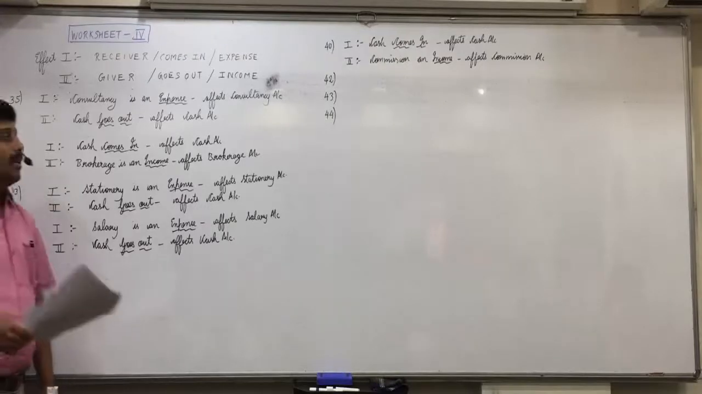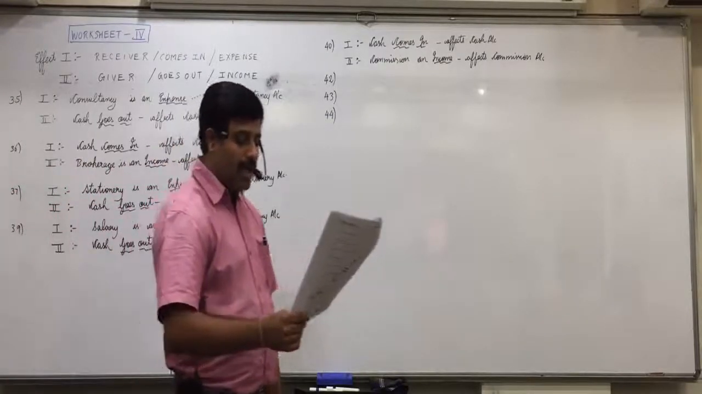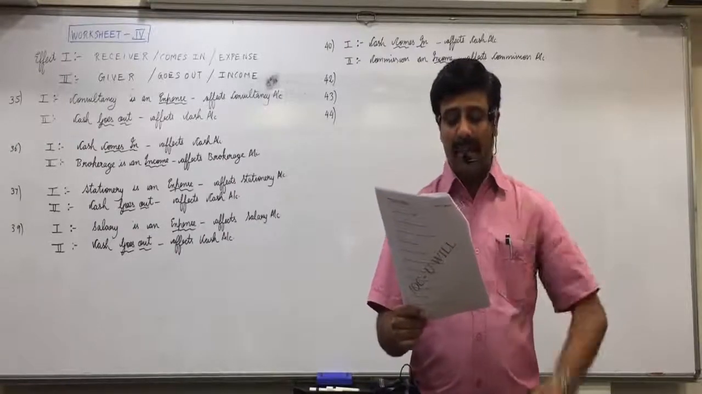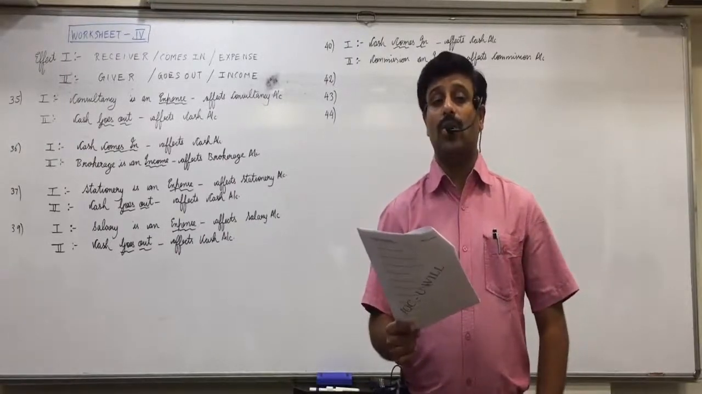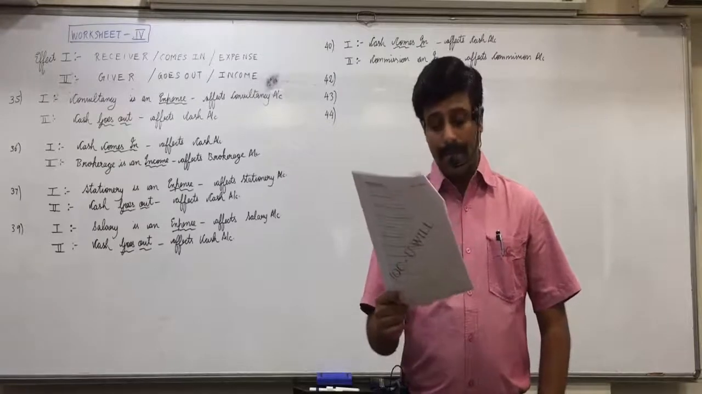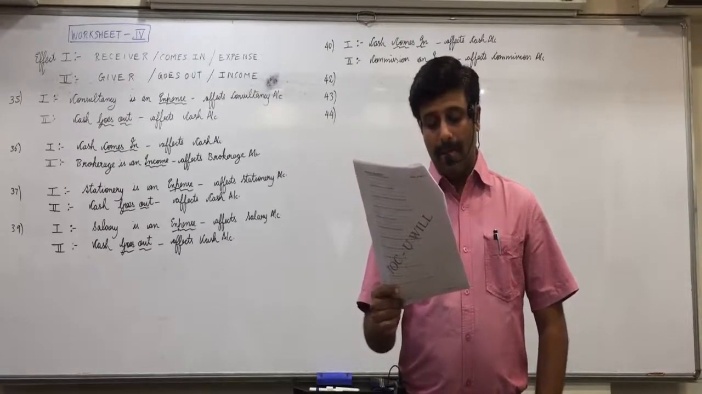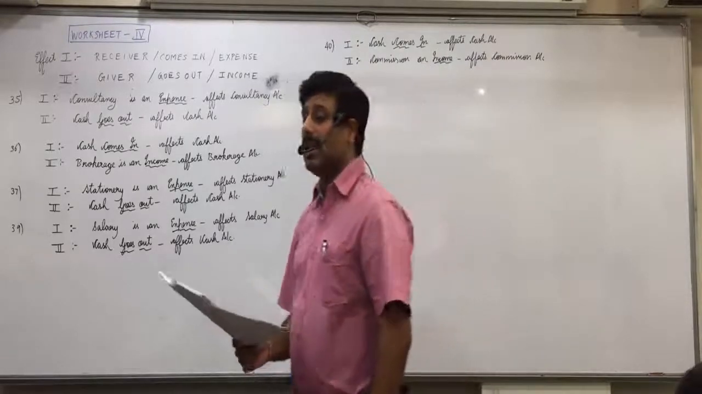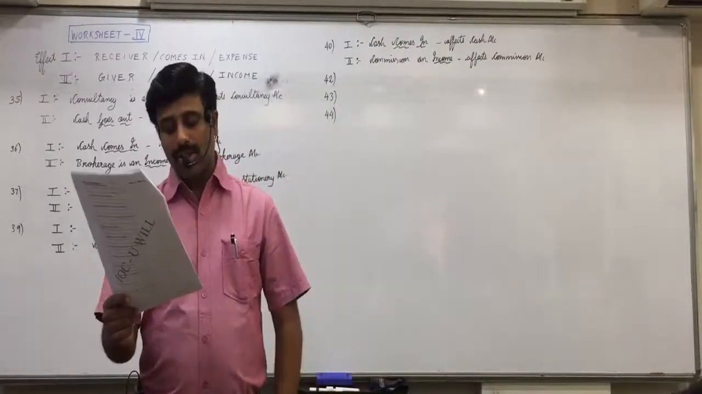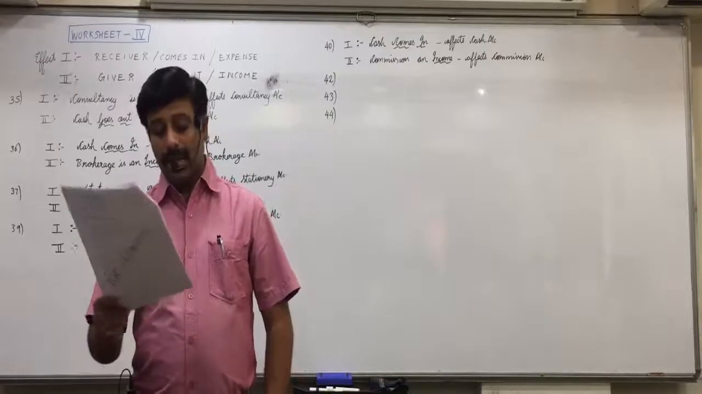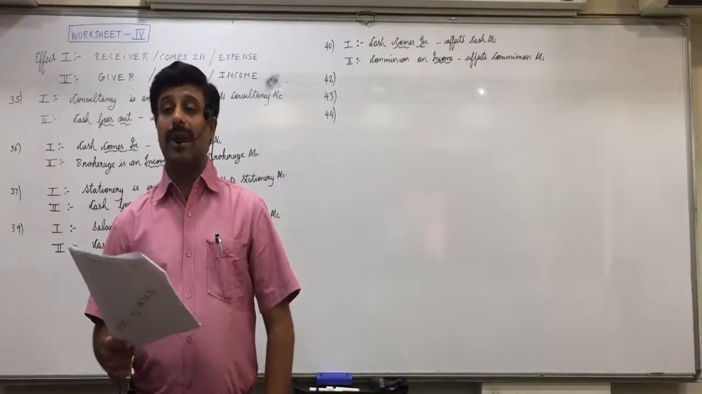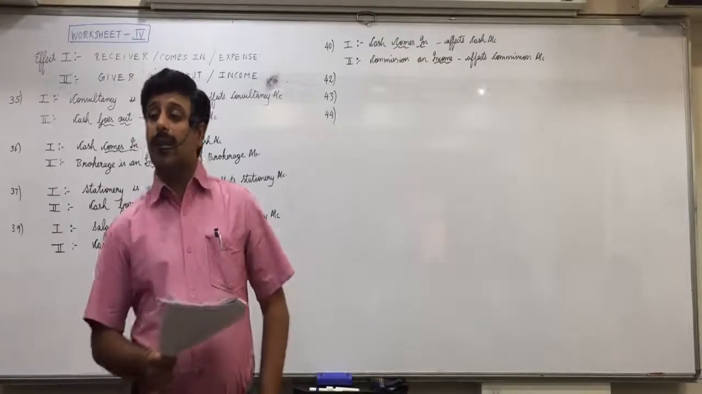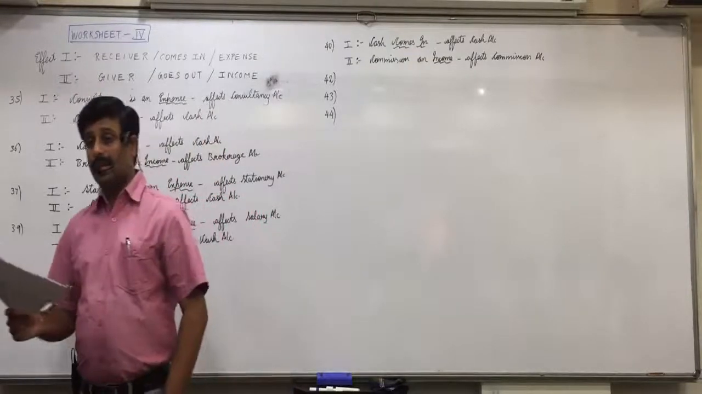42nd. Paid for railway freight 100. Effect 1. Railway freight is an expense, affects railway freight account. Effect 2. Cash goes out, affects cash account. Then paid for electricity bill. Electricity bill is an expense, affects electricity bill account. Cash goes out, affects cash account. Received interest 1200. Cash comes in, affects cash account. Interest is an income, affects interest account.